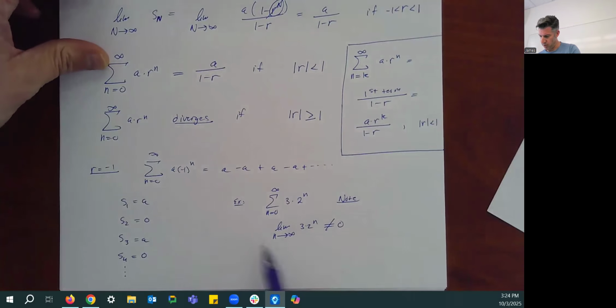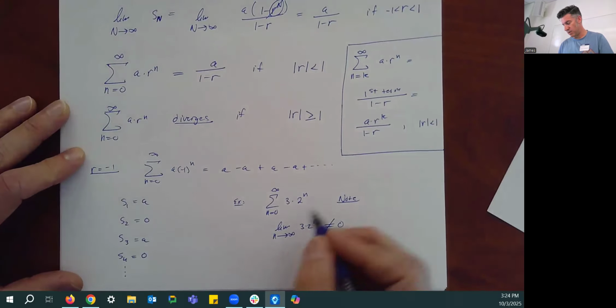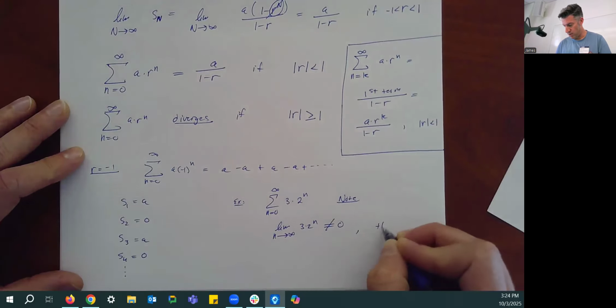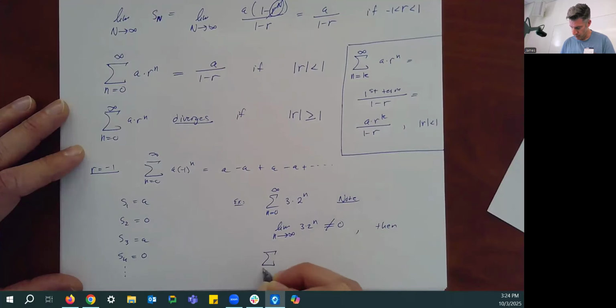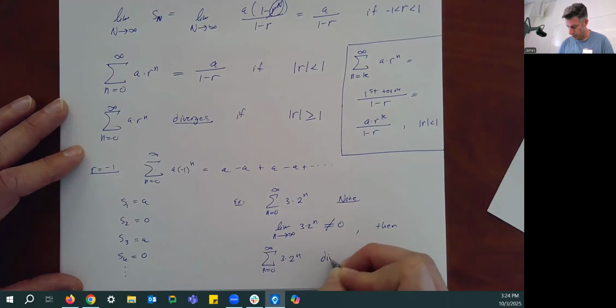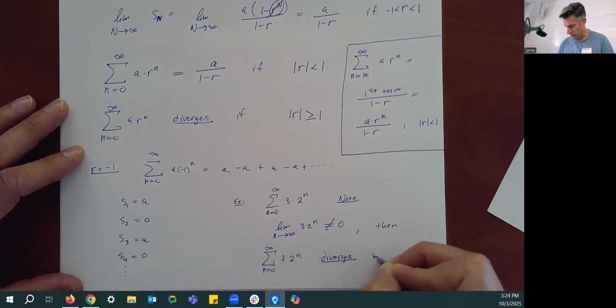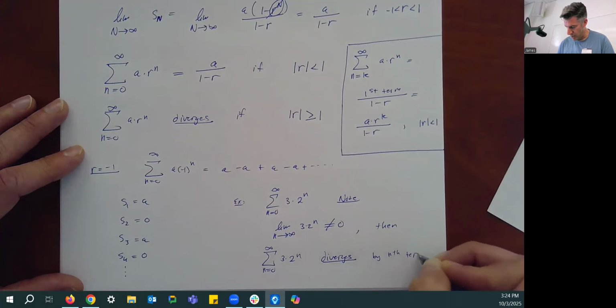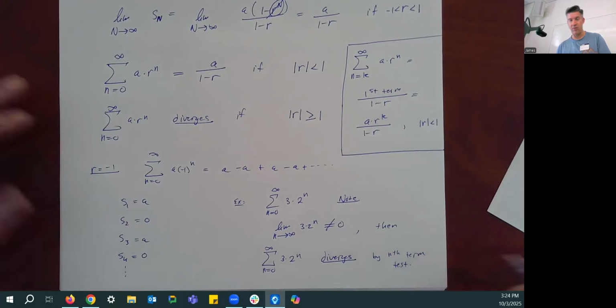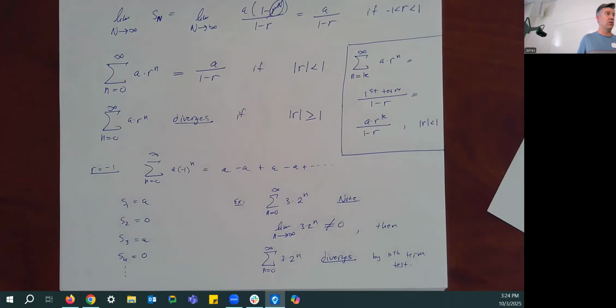Oh, I was going to say something else here. Since the limit of the sequence is not 0, we can say that the series from n equals 0 to infinity of 3 times 2 to the n must diverge by the nth term test. It is equally valid to say it diverges because your ratio, which is 2, is greater than 1. So usually if you recognize something's a geometric series, you just say it diverges if your ratio is greater than or equal to 1 or less than or equal to -1. It converges if your ratio is between -1 and 1.